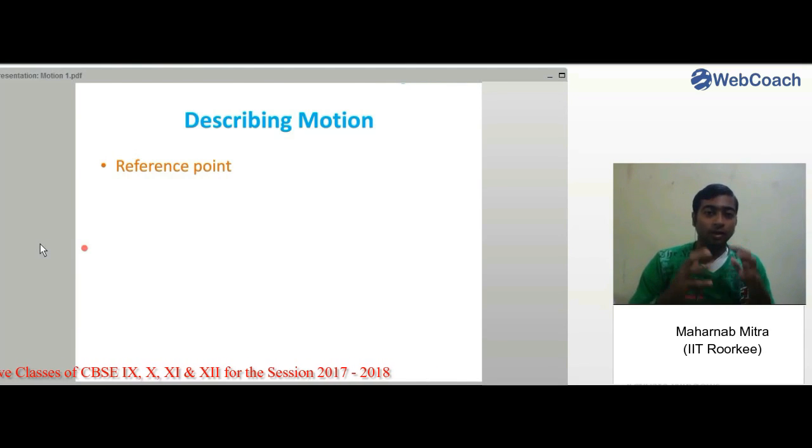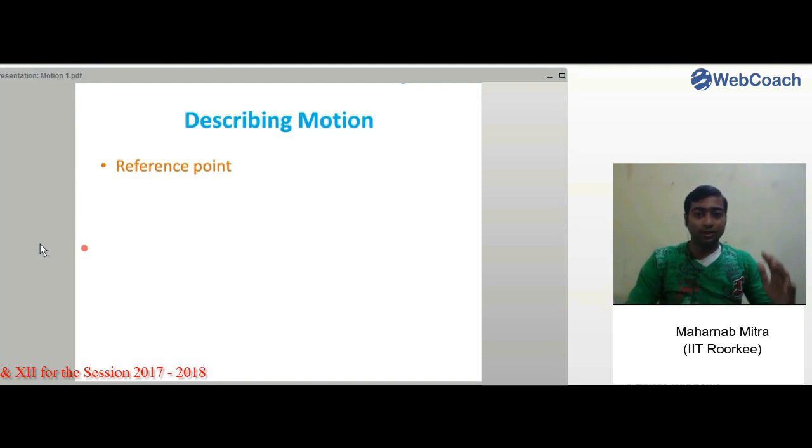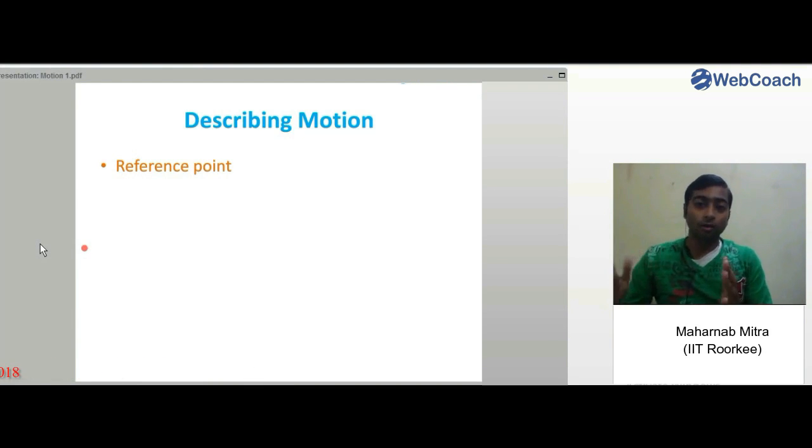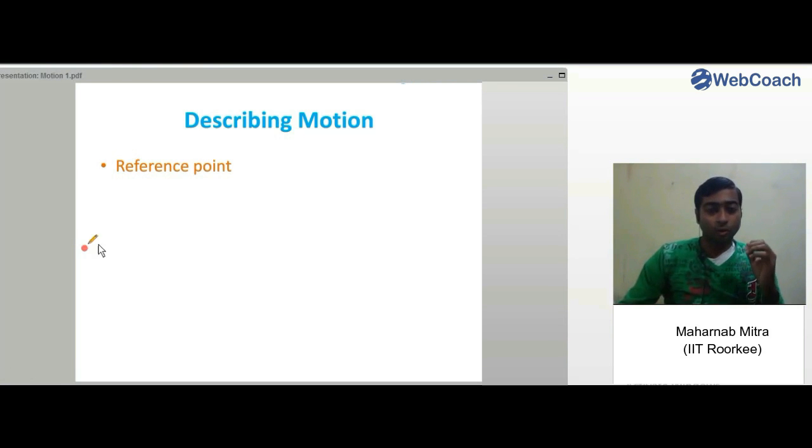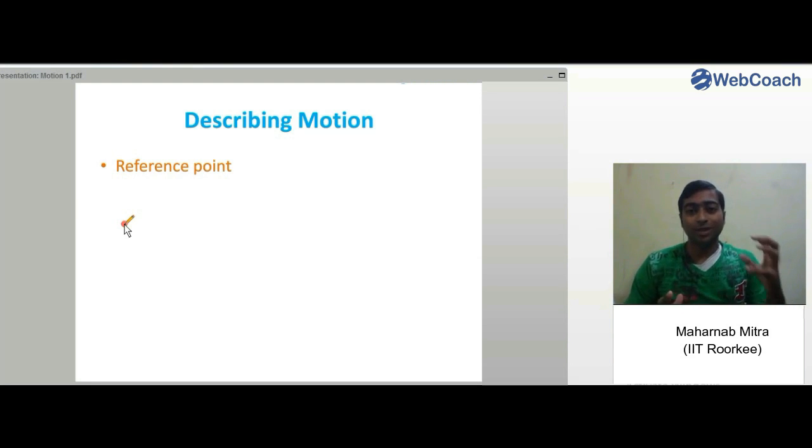Now before we talk about motion, let's talk about the reference point, like which point is taken as the reference, and then talk about it, right? So what do you mean by a reference point? Whenever you measure, suppose you measure time, or you measure distance, or whatever you measure, you take some standard value or some standard points, right?